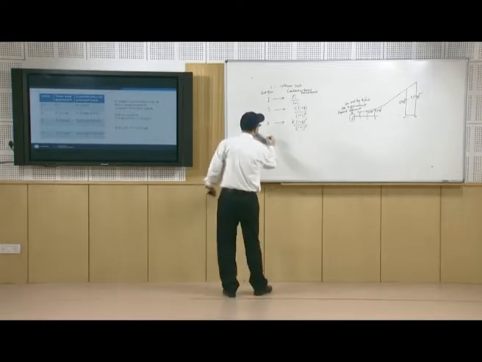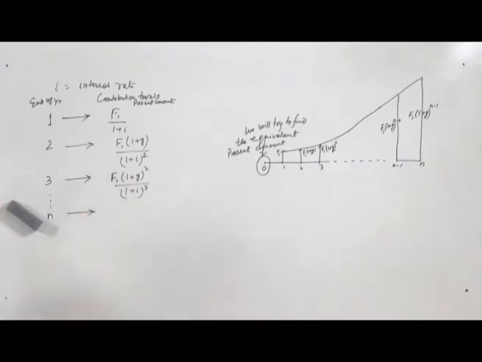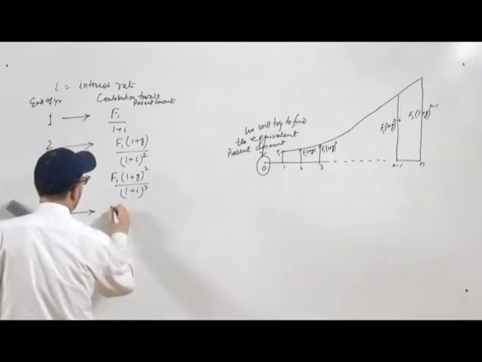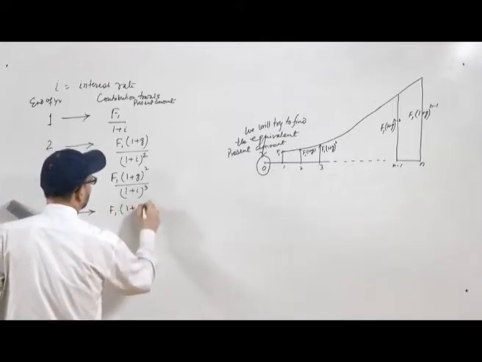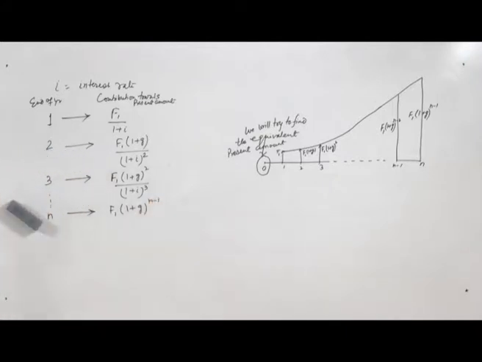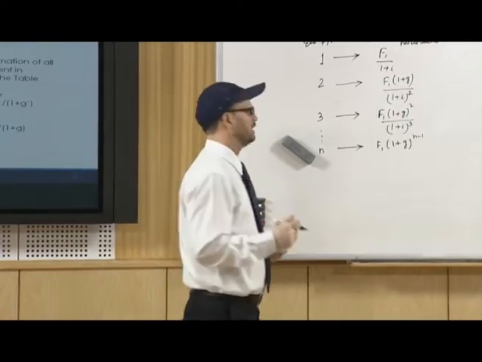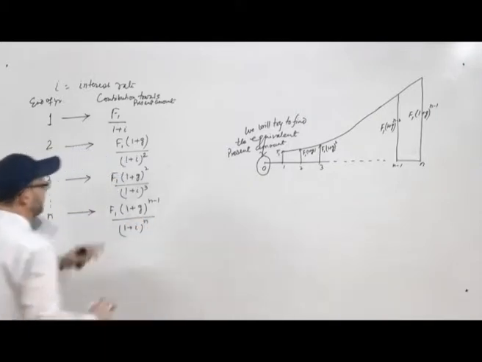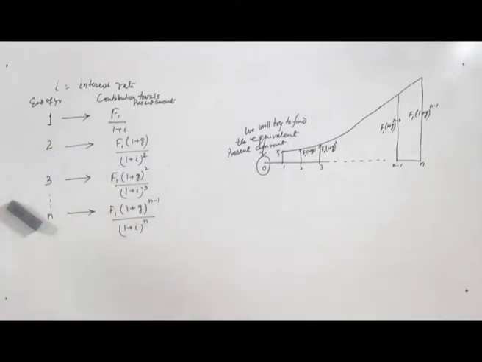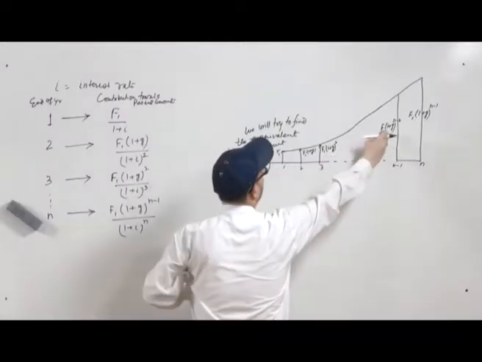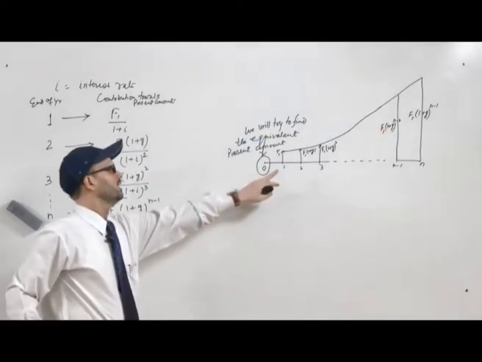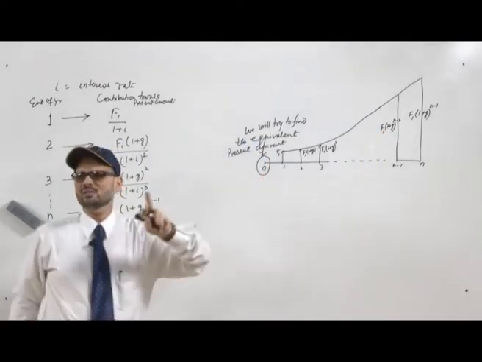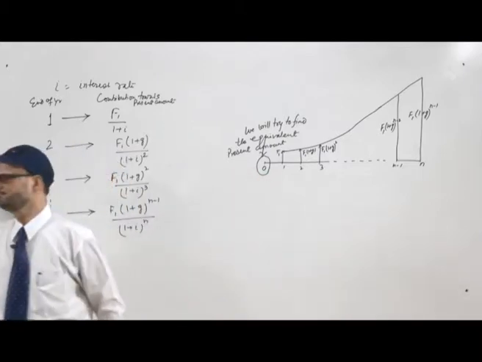So, you see that in the nth year you are paying F1 into 1 plus G raised to the power n minus 1, but since it is paid at the nth year end, its present worth value will be divided by 1 plus I raised to the power n. So, basically each of these payments' contributions, if we add them here, this will be the present worth of this particular cash flow diagram.